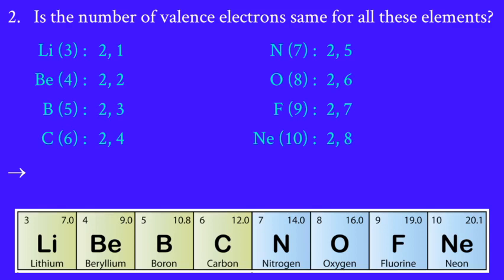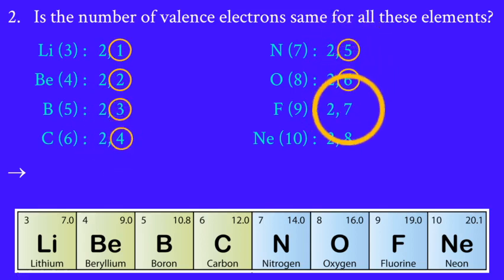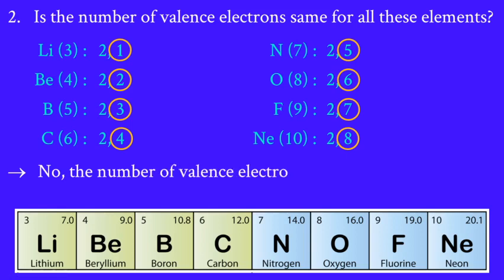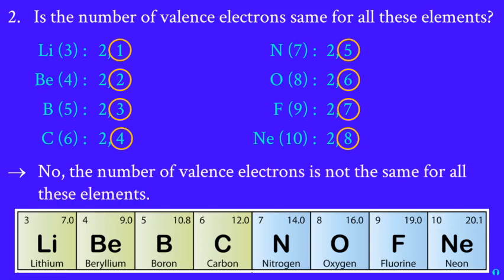Is the number of valence electrons the same for all these elements? Valence electrons means electrons in the outermost shell. So here we can see lithium has only one valence electron, beryllium has 2, boron has 3, carbon has 4, and so on. So is the number of valence electrons same? No, it is not. No, the number of valence electrons is not the same for all these elements.